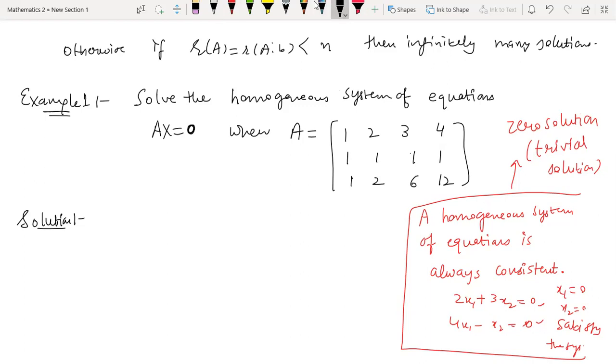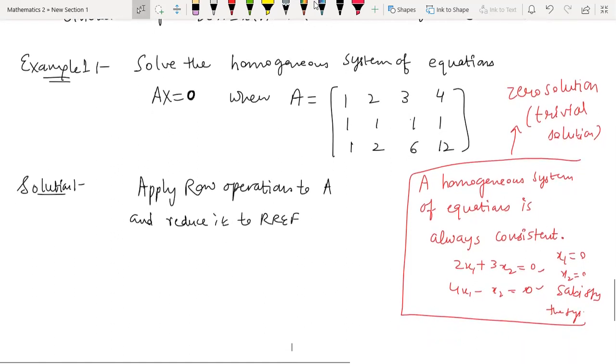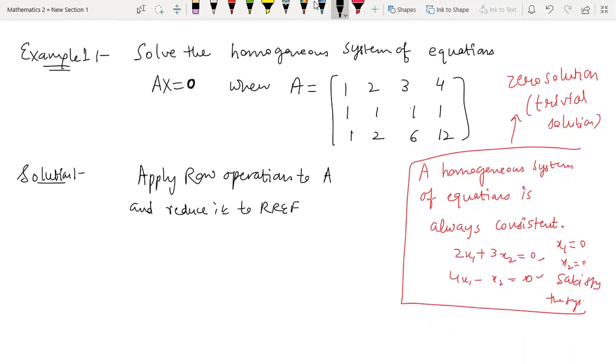So it's simple, the way to solve is you apply row operations to the coefficient matrix A and reduce it to row reduced echelon form. So the first step is this, and then I will tell you how to find the solution. So let's do that quickly. You are given a matrix 1, 2, 3, 4, 1, 1, 1, 1. Let's reduce this to row reduced echelon form.